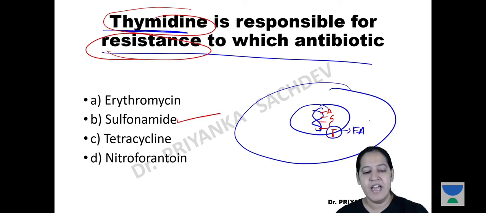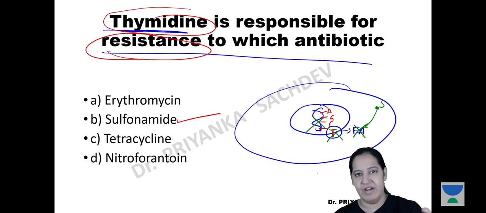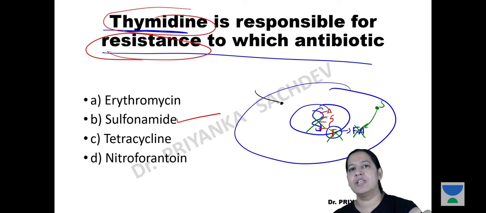Folic acid. If I am giving a tablet of sulfonamide, this sulfonamide is going and inhibiting folic acid synthesis. So inhibiting thymidine. So DNA cannot be formed and bacteria will die. To overcome it, if we separately give thymidine to this bacteria, along with sulfonamide, I am giving thymidine also.